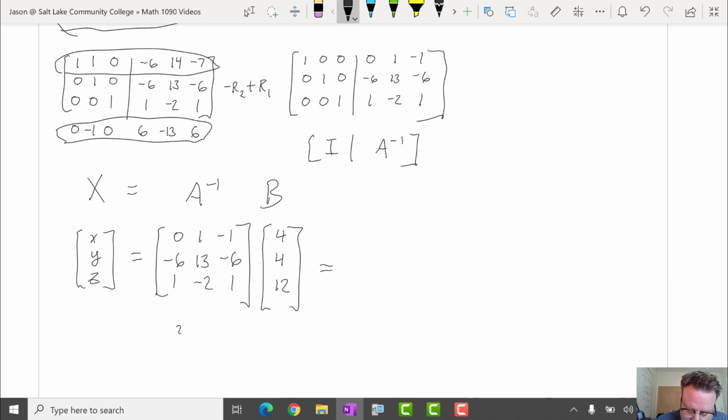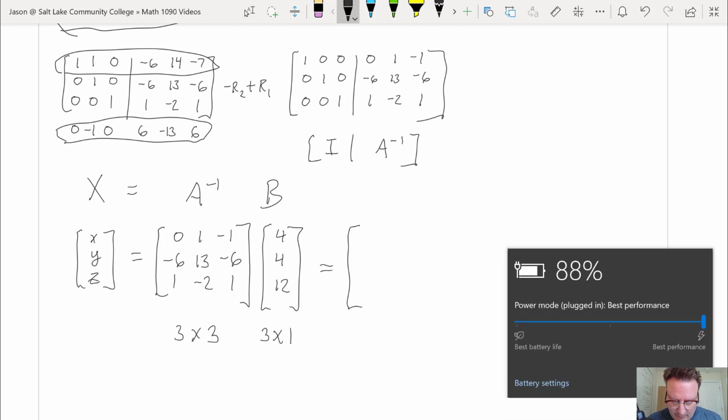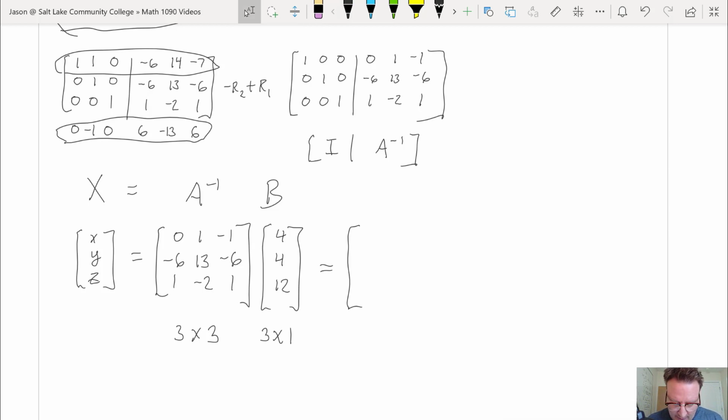Of course, this is a 3 by 3. This is a 3 by 1 matrix, so the resulting matrix will be 3 by 1. And how do I get that? I'm going to do the dot product of each row of A inverse with the column vector B. Let's see, I'm going to do this partly in my head here.